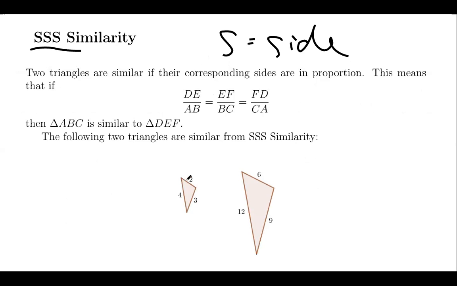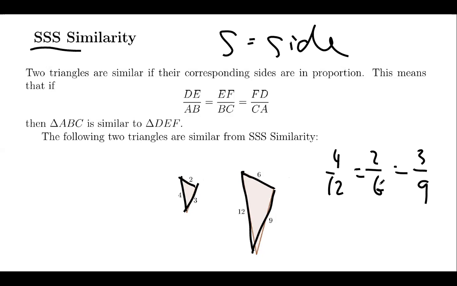So if we have these two triangles here, let's check if their sides are in proportion. 4 and 12, that's 1/3. And then these two sides have 2/6, and these are 3/9. And these are all equal. So that means that since the sides are in proportion, the two triangles will be similar by SSS similarity.